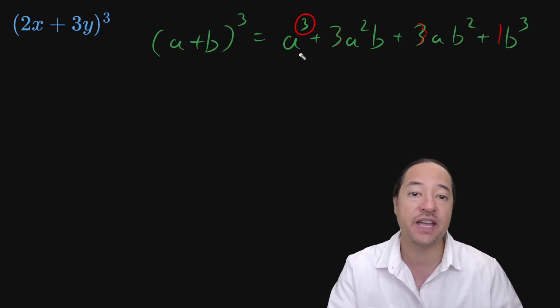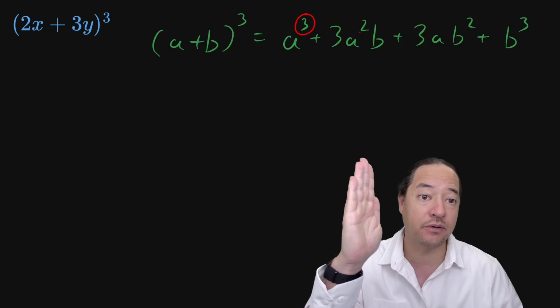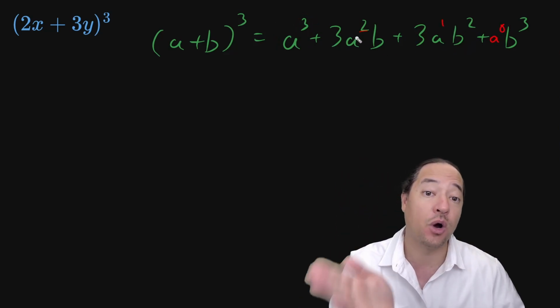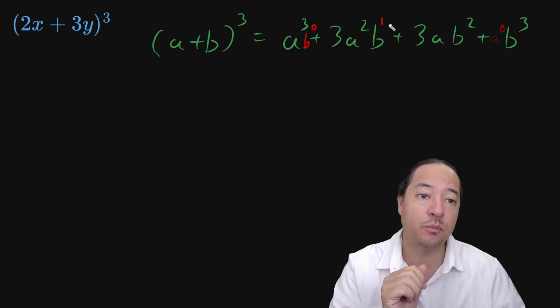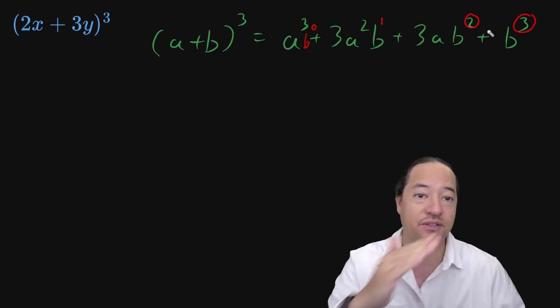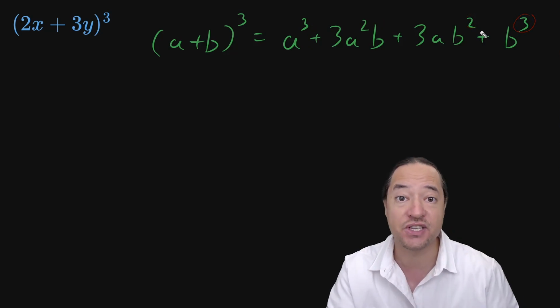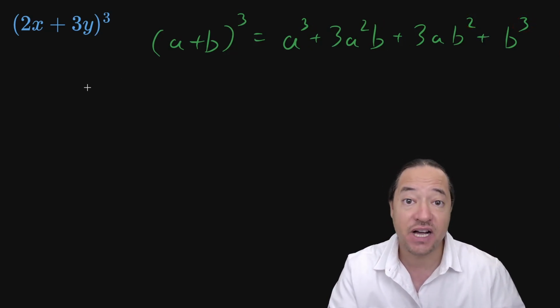Okay, so we've got this 1, 3, 3, 1 coefficient pattern. And then the powers of a start from 3 and then they go down to 2, to 1, and then to 0. And then the b's go up. Here we have b to the 0, b to the 1, to the 2, to the 3. They go up. Okay, so this is the pattern for the cube of a sum. So let's just follow that pattern then.